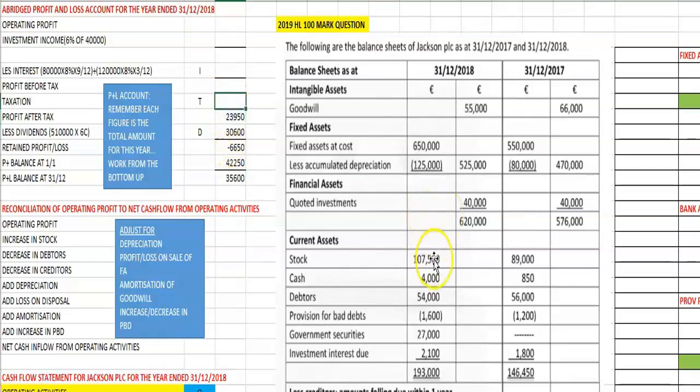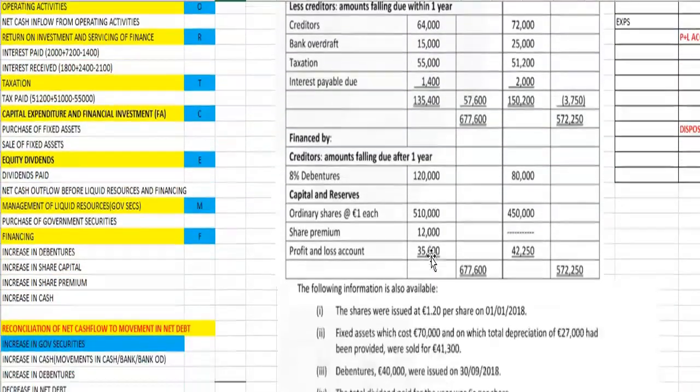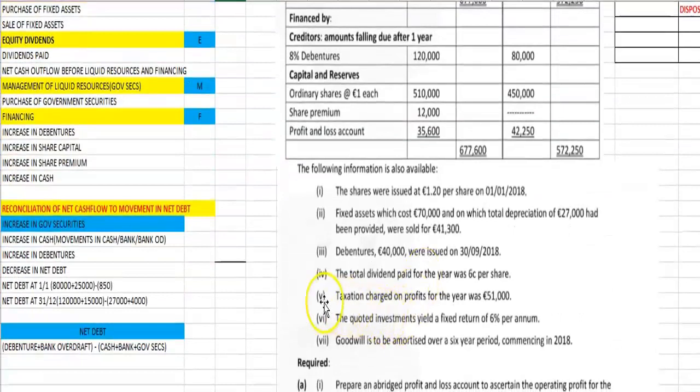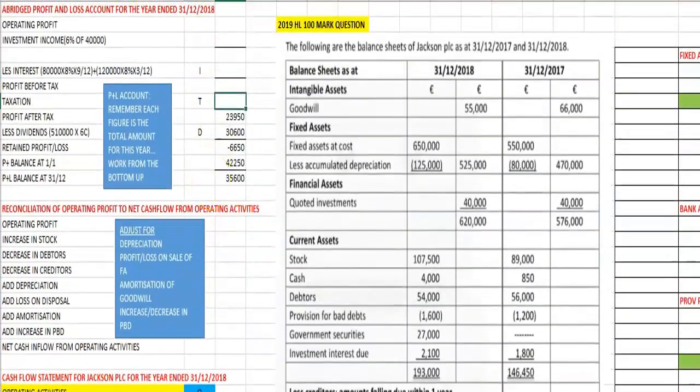Now we need to figure out what our tax is. So again, we look at the information and see if we can arrive at that figure. In adjustment 5, it tells us that the taxation charged on the profits for the year was 51,000. So that's this year's tax charge, in other words. So we put that in there. So the tax figure would have been taken away from the profit before tax. So in order to go from profit after tax to profit before tax, we take 23,950 and we add 51,000, working our way backwards. That gives you 74,950.